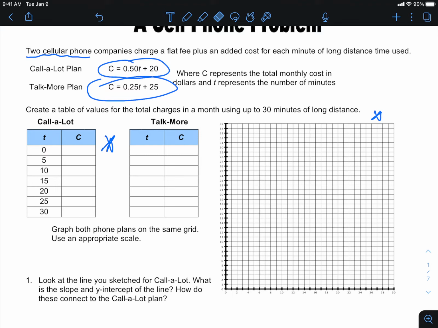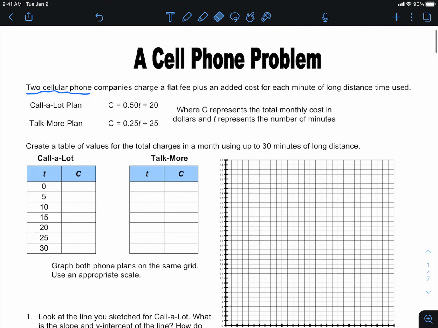Okay, and so here's what we got. This is a typical example. It's a little bit dated because cell phones operate differently now, right? But in the past, when cell phones first came out, you always had a flat rate that you were going to pay for the phone. So for this particular question, you're going to have $20 that you would pay for the flat rate for the phone, and then you'd pay 50 cents a minute to talk on the phone or something like that. That's what it's depicting.